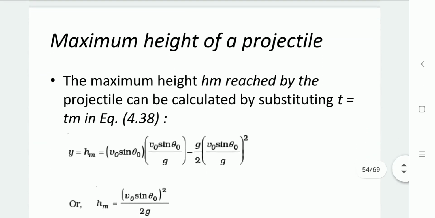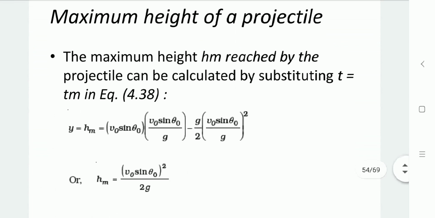Now let us determine the equation for the maximum height of the projectile. Maximum height is reached by the projectile at time t equals Tm. Tm we have determined just before: it is V0 sin theta 0 by g. So in equation 4.38, substitute the value of time Tm and replace y with hm, the maximum height. And we have hm equals (V0 sin theta 0) whole square divided by 2g.